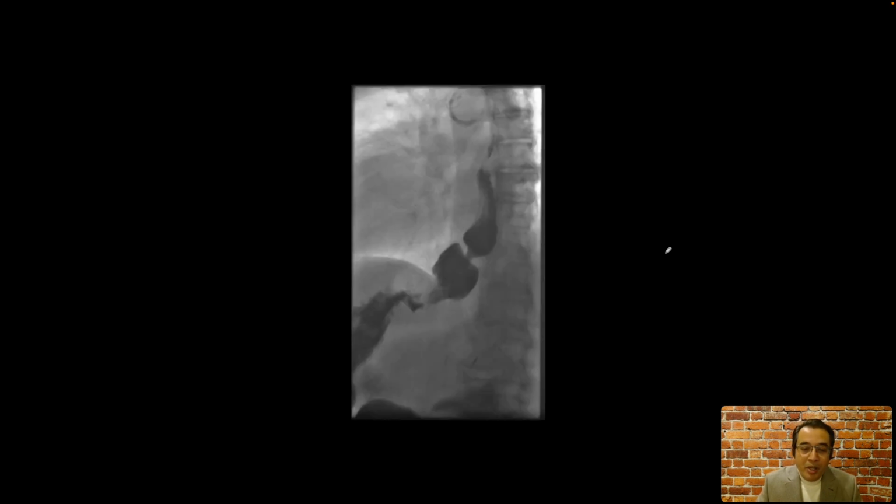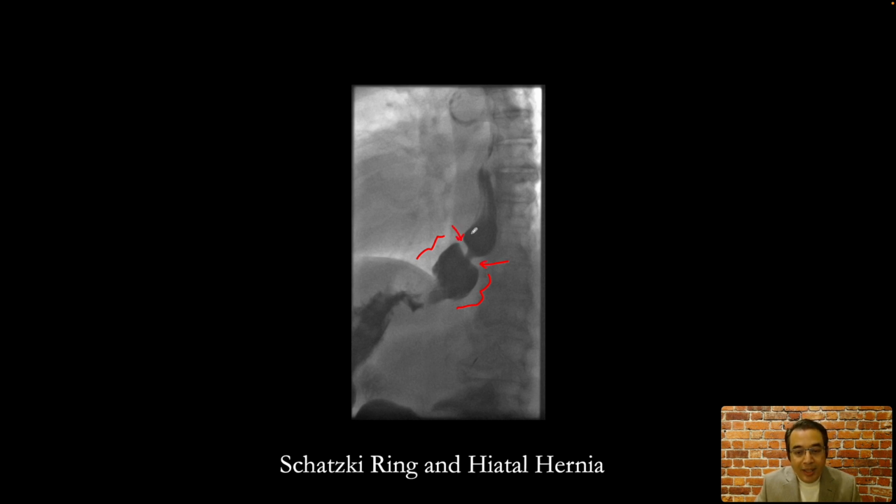This is our second patient. We are looking at a single image from an esophagogram showing a finding right here. So this is the hiatal hernia and a circumferential narrowing right here, which is consistent with a Schatzki ring.